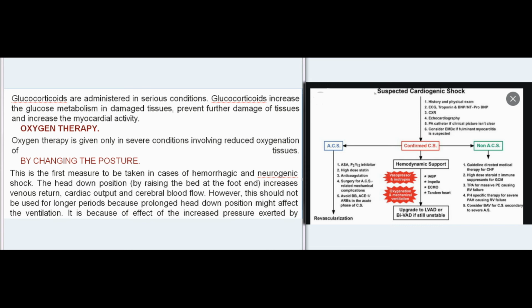Oxygen therapy is given only in severe conditions involving reduced oxygenation of tissues. By changing the posture. This is the first measure to be taken in cases of hemorrhagic and neurogenic shock.